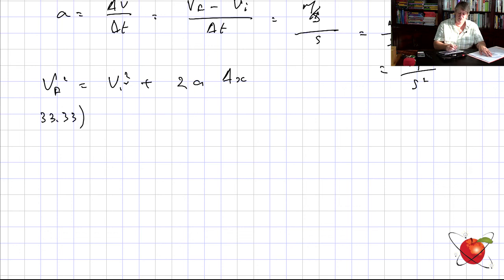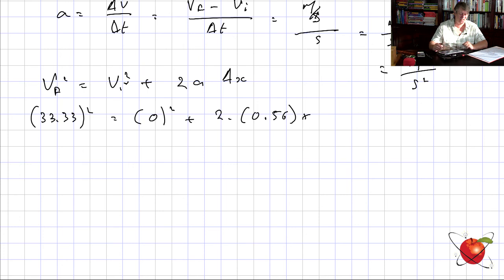33.33 squared is equal to V initial, which was 0 squared, okay, plus 2 times A. What was A? A we worked out to be 0.56 times delta X, which is going to be equal to what we need. Right? So what is this?